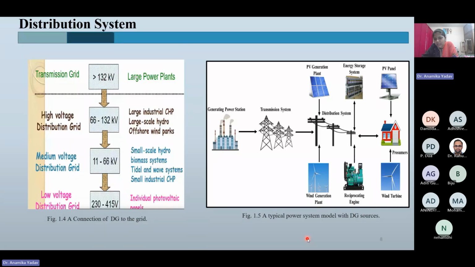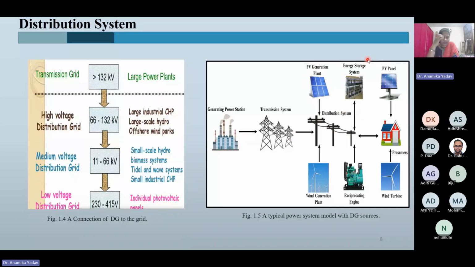And if you see herein, this is a typical power system model wherein we have integrated DGs at different places. You can see the generating station, the transmission system which carries power through transmission lines, then comes the distribution system. In between will be the power transformer and the distribution transformer. The power transformer will step up and this will step down. So PV generation can be integrated at distribution voltage level. There are also energy storage systems in India.